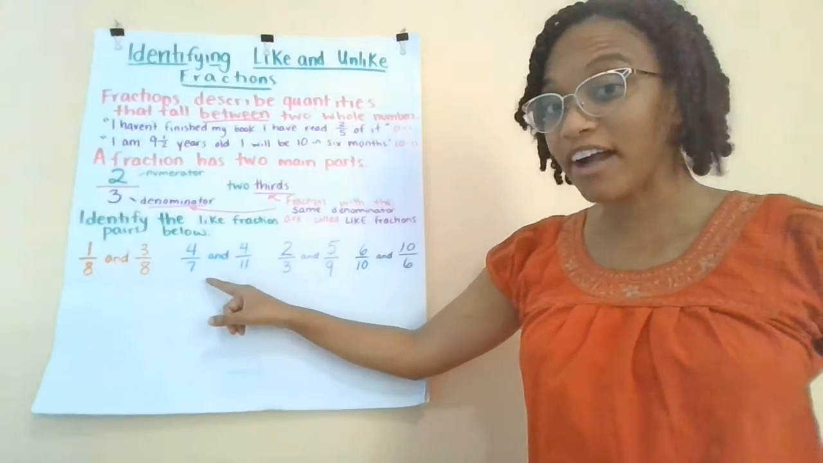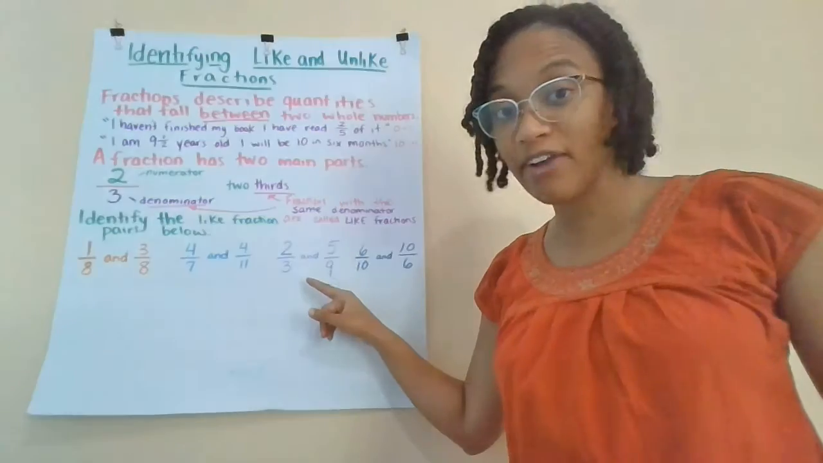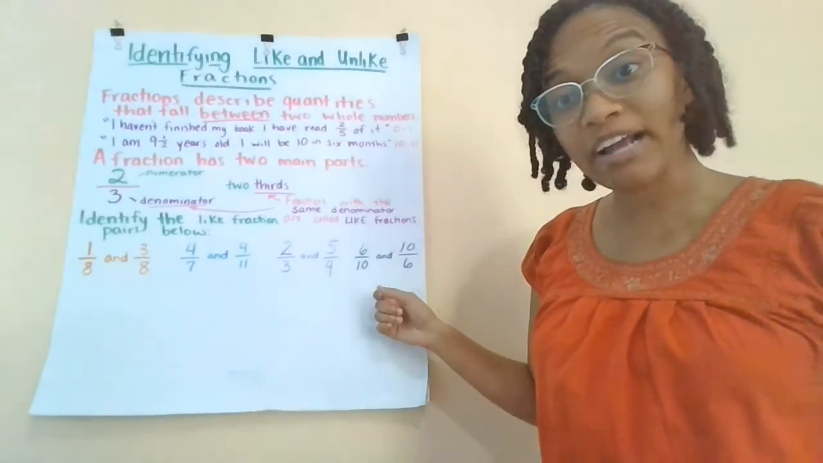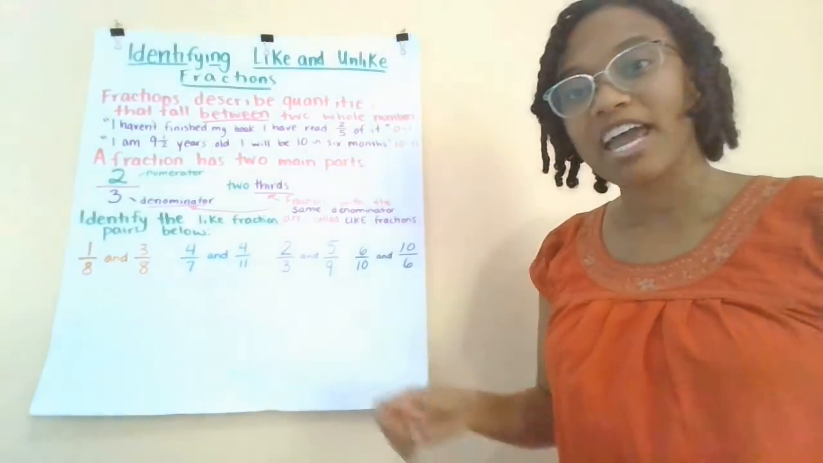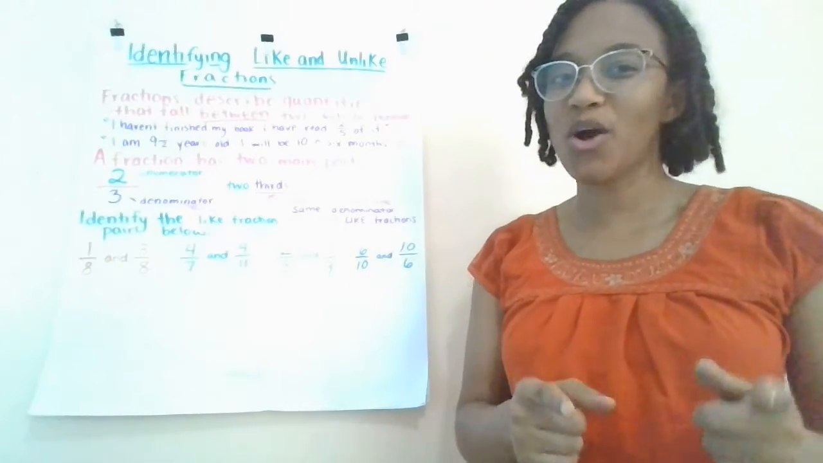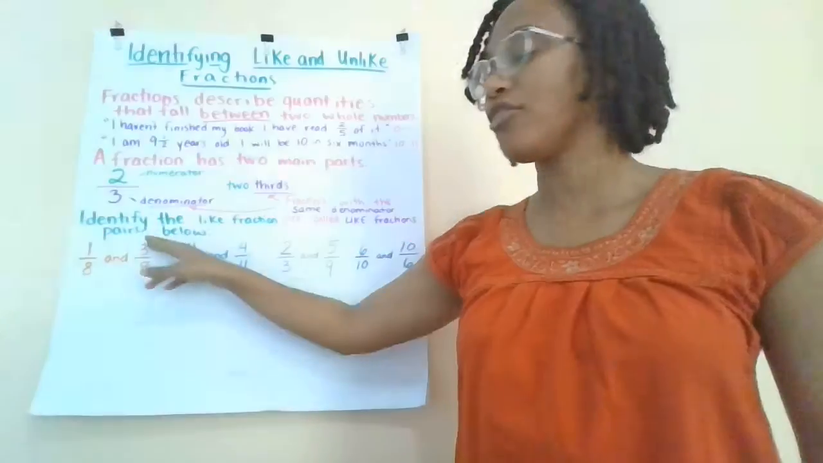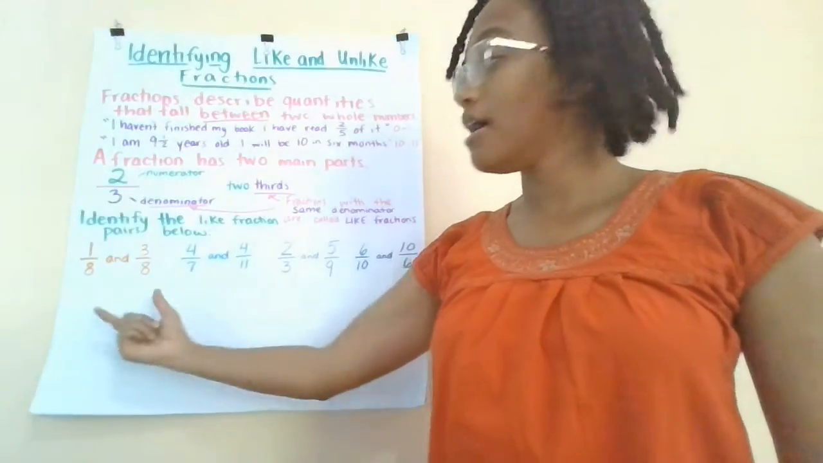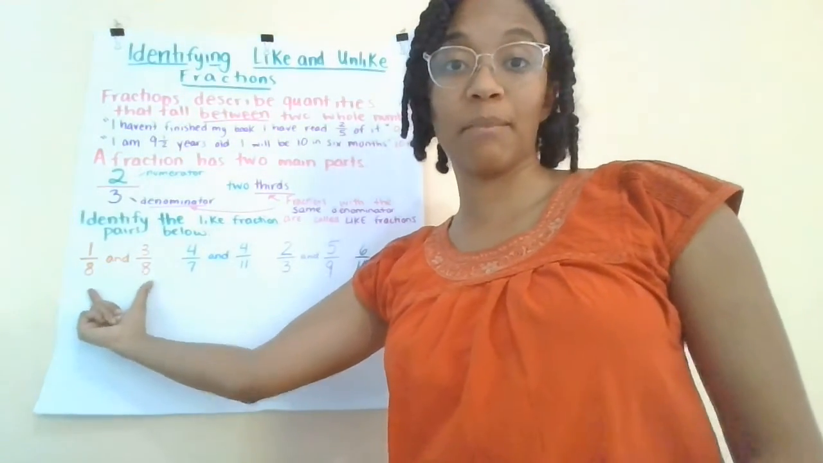Are the blue ones like fractions? Are the purple like fractions? Is the royal blue like fractions? If you said no to everything and yes to the orange, you are correct. 1/8 and 3/8 are like fractions because their denominators are the same.